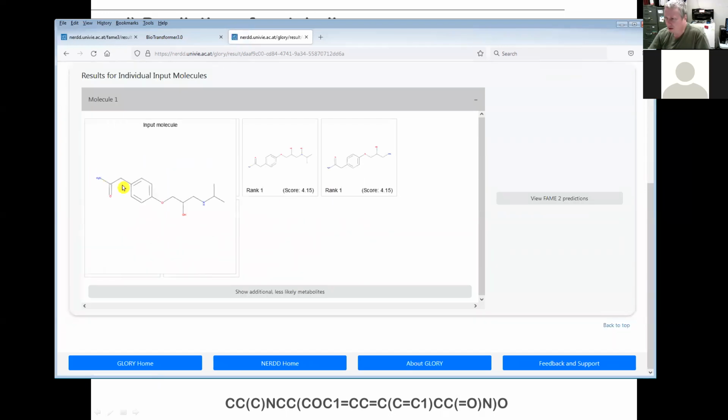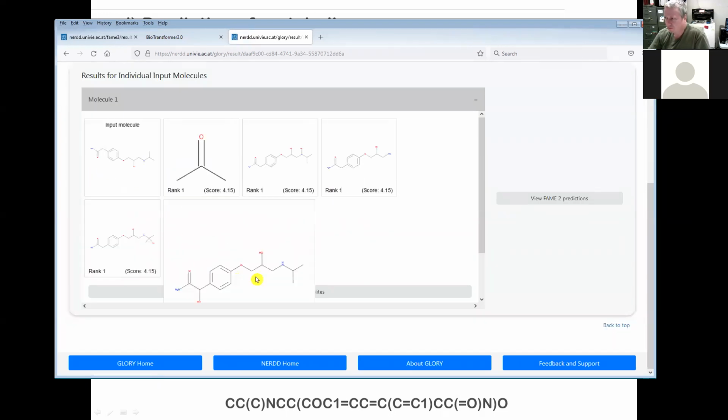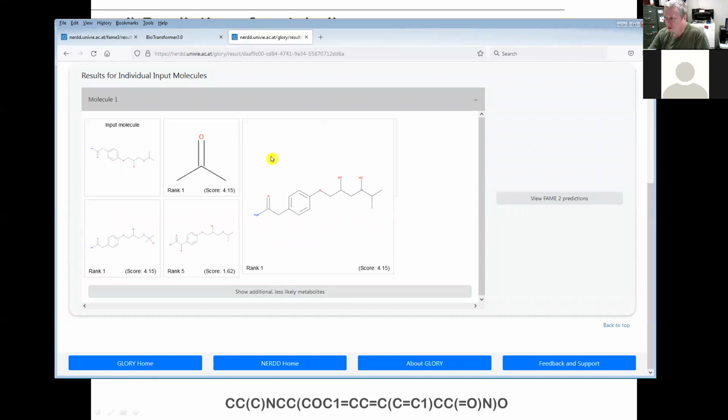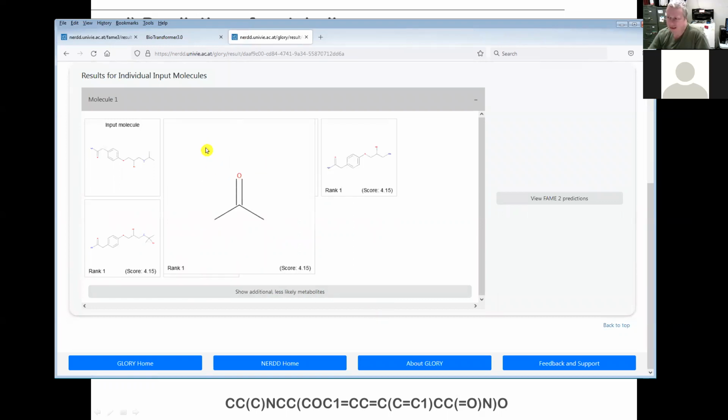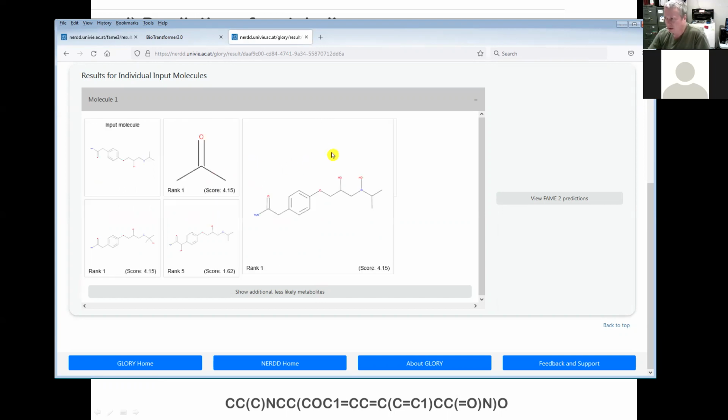Okay, so it's ethanol. That's the input molecule. So, oh yeah, acetone. Like I was saying, that's a likely metabolite, basically from oxidation of the isopropyl group, and then the oxygen kicks in and kicks off the nitrogen, and that would create acetone, right? So then we have another possibility, which is just the hydroxylated amine.